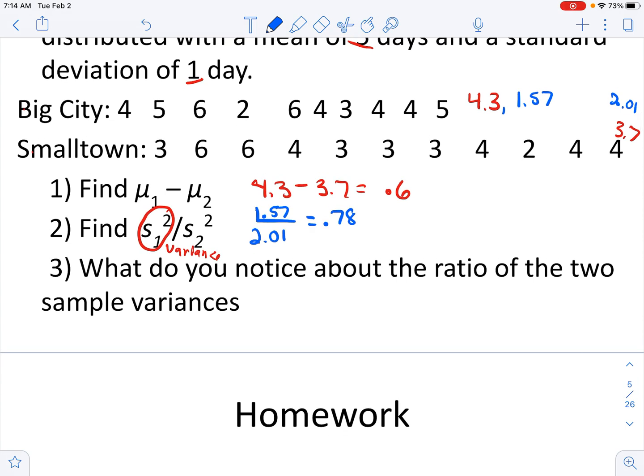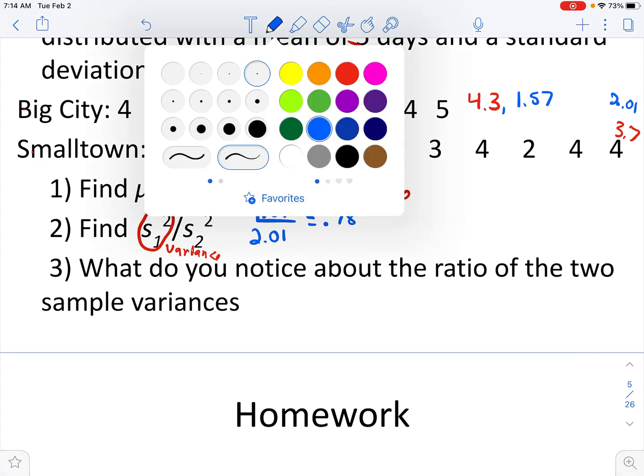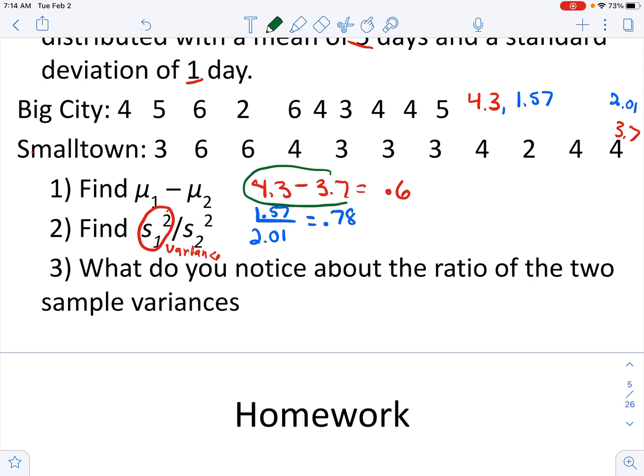What do you notice about the two means? So let's come up here. What do I notice about these values? Well, I notice they're not the same. They're not the exact same. They're a little bit different. It seems a little bit larger, not a huge increase, but there is a difference between them. They're not the same. It could be that simple.